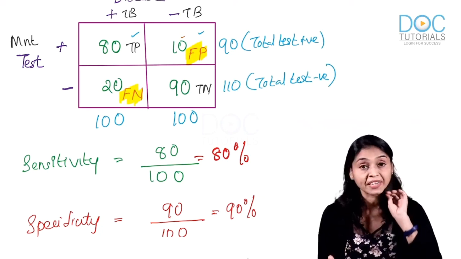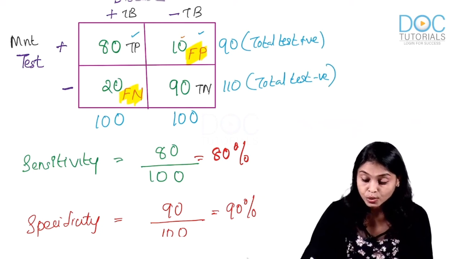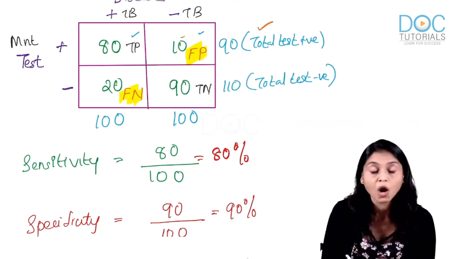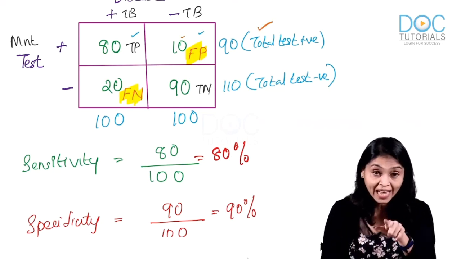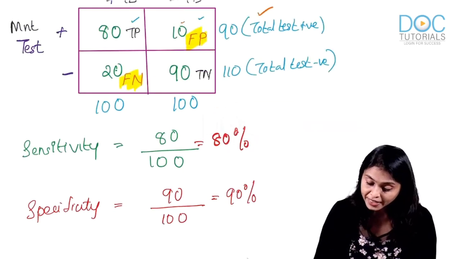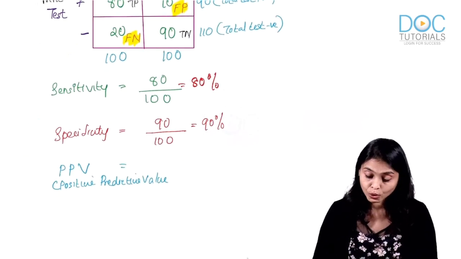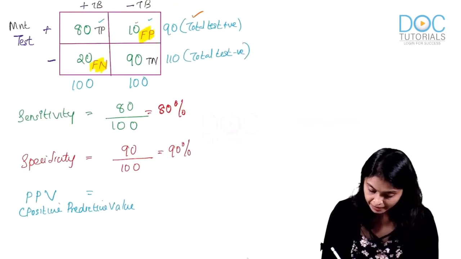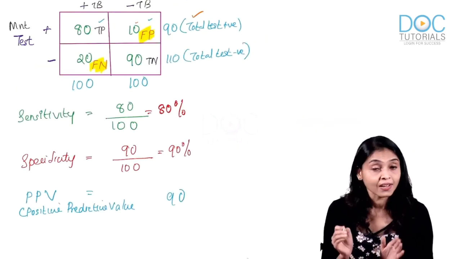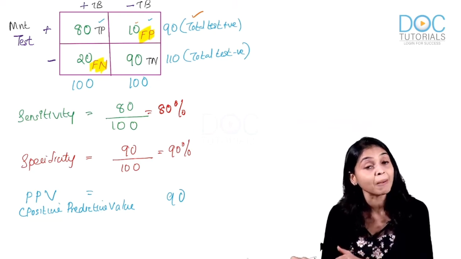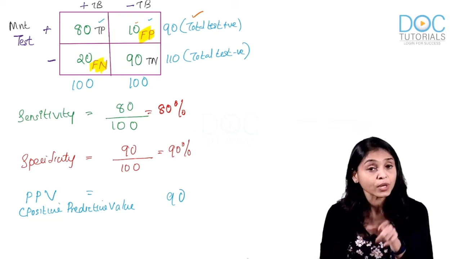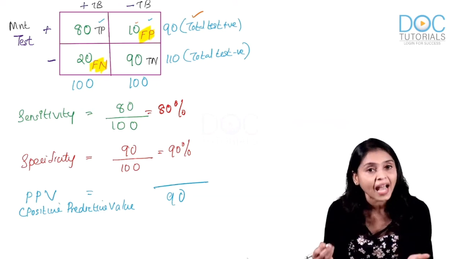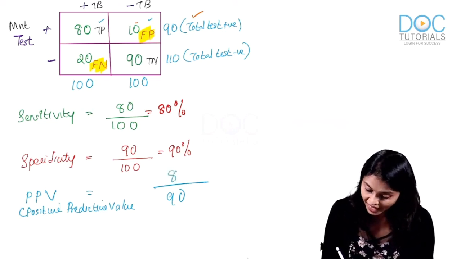Now, what is positive predictive value? As I told you, out of those who were predicted to be positive by the test, how many are actual positives? So, while calculating positive predictive value, in the denominator, you put all those who were predicted to be positive by the test, which is 90. Ninety were said to be having the disease by the test, which actually includes true positives as well as false positives, right? Out of that, how many are actually having the disease, which is 80.